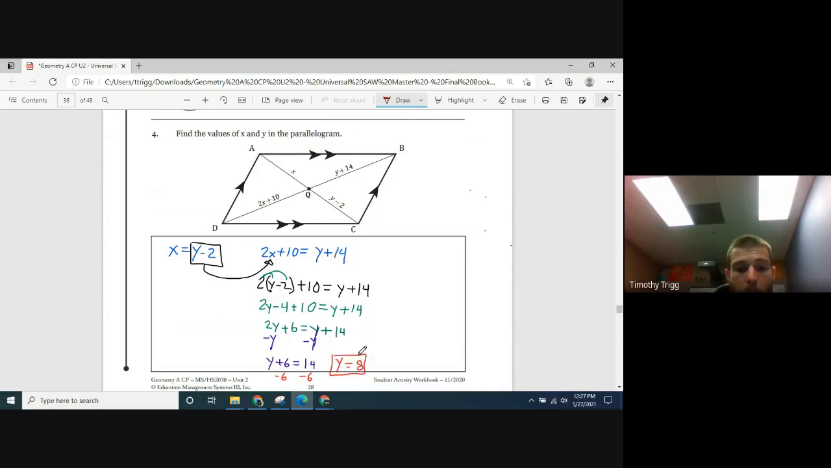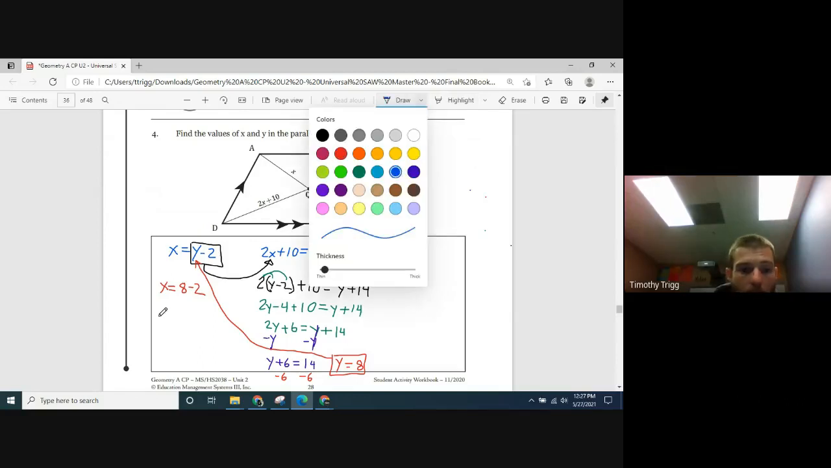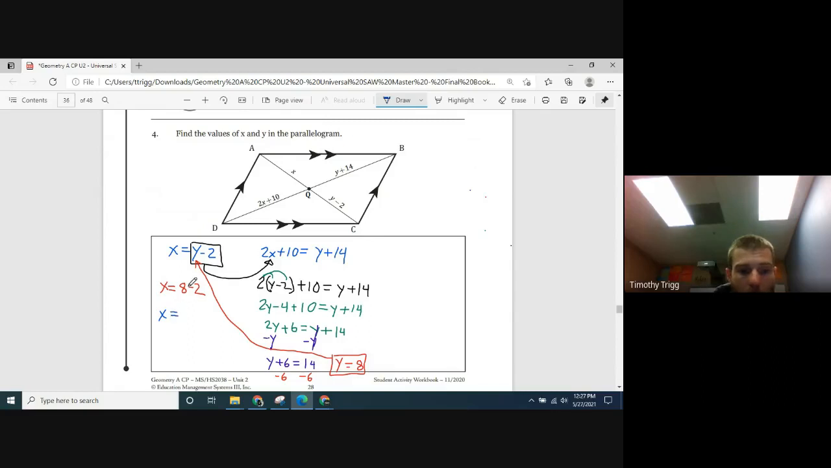Now once we have y, we could plug it back into one of the original equations to find x. Let's plug it into this equation here. So this x equals y minus 2 becomes x equals, and we're going to replace the y with what it equals. So x equals 8 minus 2, which gives you that x equals 6. 8 minus 2, that's 6. So then you're done. So you got the y coordinate, you got the x, and you're done.